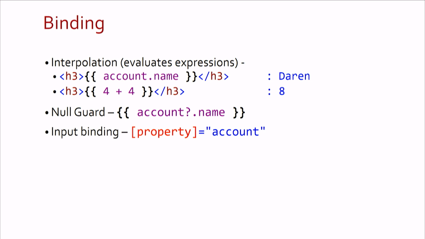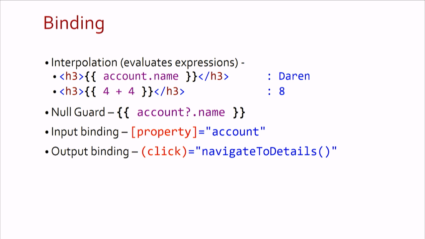Input binding. So we're using square braces here, and this indicates that the value of the account property is going to be input into the property on the associated element, and we'll be demonstrating that shortly. We've already seen an example of output binding where we subscribe to the click event, and that causes our navigate to details function to be invoked.